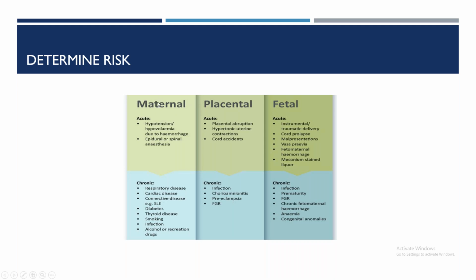Whenever you are thinking about determining the risk, which are the factors which require continuous electronic fetal monitoring? These are divided into maternal, placental, and fetal factors. Maternal factors can be acute, like hypotension or hypovolemia, that is APH due to hemorrhage.